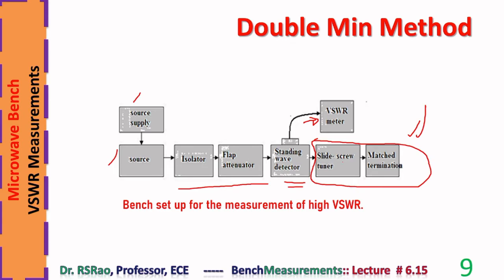What is this slide screw tuner? Consider a line terminated in its characteristic impedance Z0. Then there is no reflected wave and no standing wave pattern. Therefore, SWR is 1. Let us suppose I want to establish a standing wave pattern over this line with a considerable SWR, let us say 5, 10, 6, 7, anything.